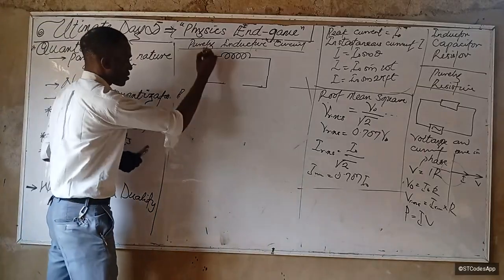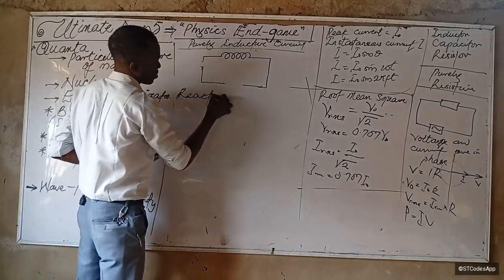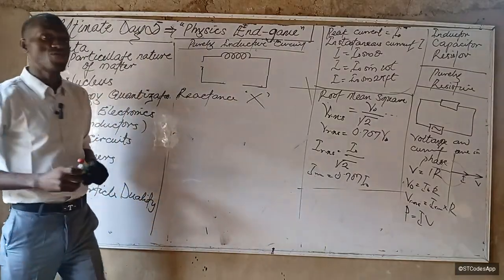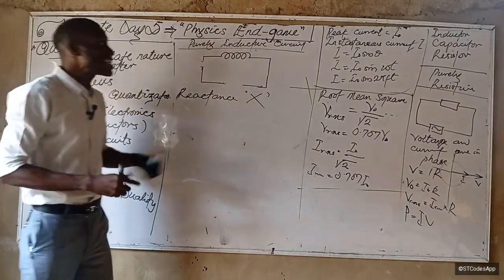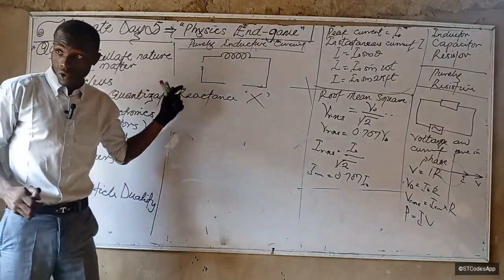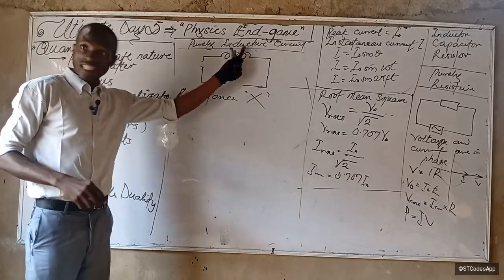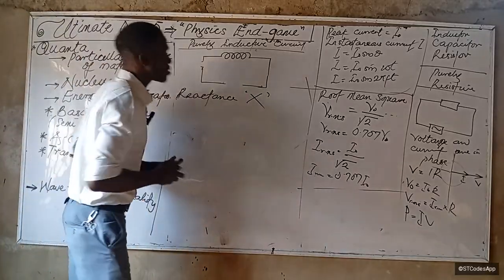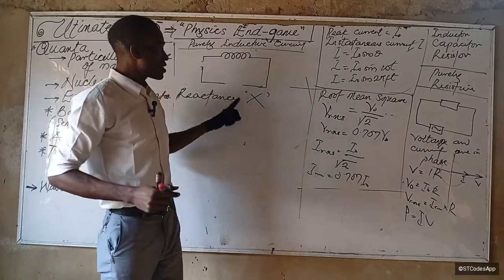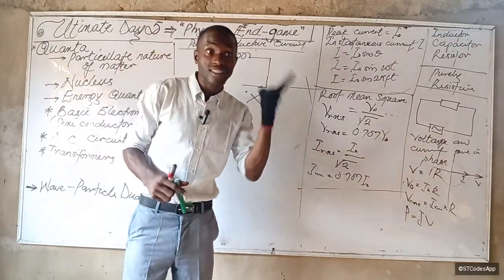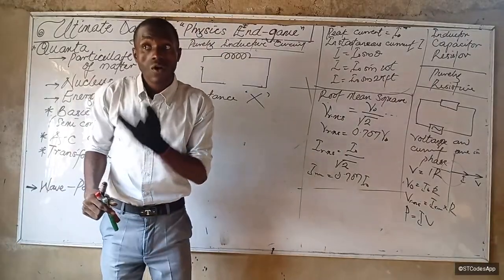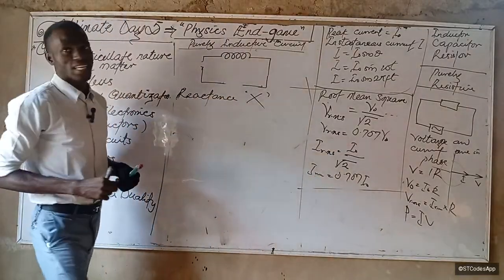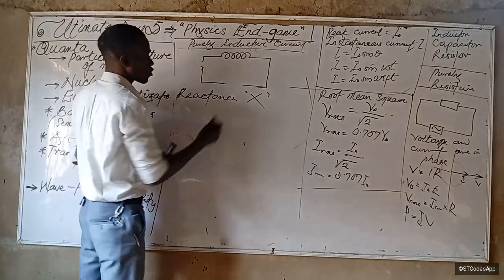So reactance, denoted by X, is the opposition to the flow of current that is offered by either a capacitor or an inductor. In this case, it's going to be by an inductor, so we'll call it inductive reactance. I said reactance is the opposition offered by an inductor or capacitor or both of them alone. Once there is a resistor there, it becomes impedance.